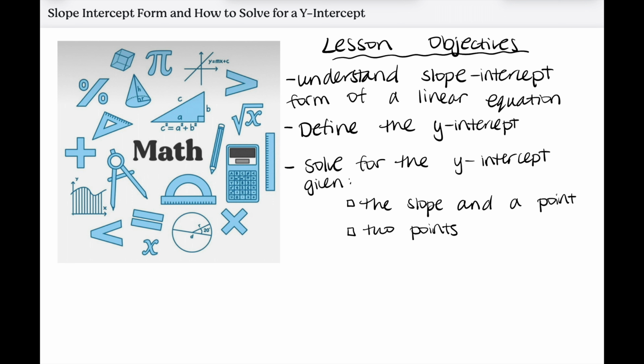Let's dive into today's lesson objectives. Our first lesson objective is to understand slope-intercept form of a linear equation. Then we will define what the y-intercept is. Last but not least, we'll end off with some practice questions. We'll learn how to solve for the y-intercept given a slope and a point, and also given 2 points.